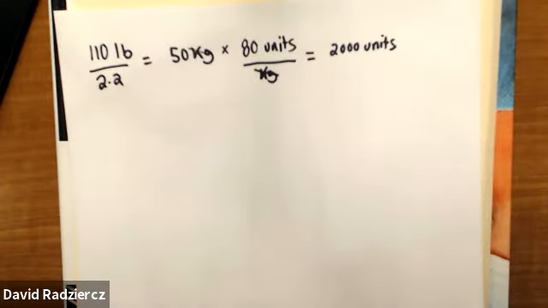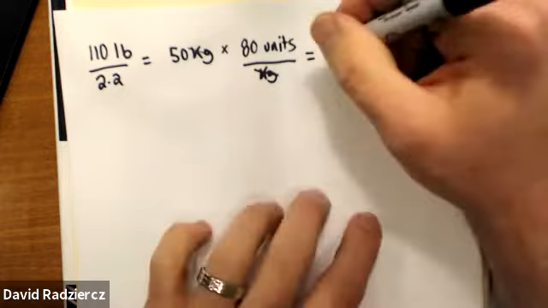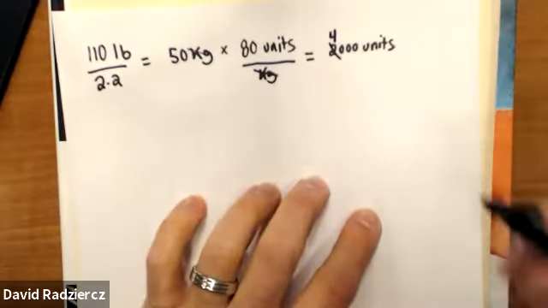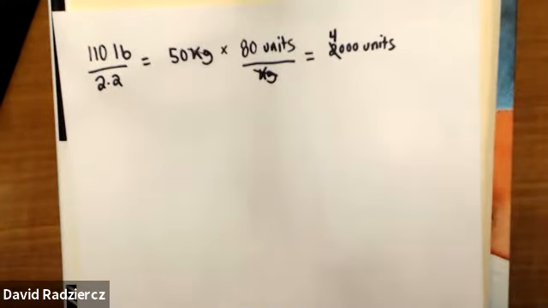I'm just going to double check 50 times 80. Oh, I'm sorry. It's 4,000 units. Helpful to have your calculator ready to rock and roll. Okay, so 4,000 units. I apologize for the sloppiness of this, but 4,000 units.